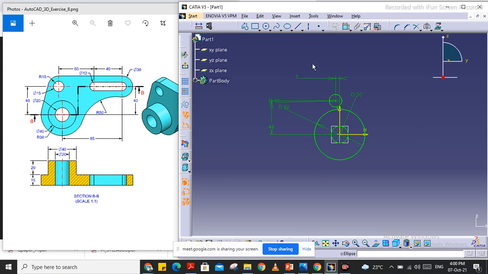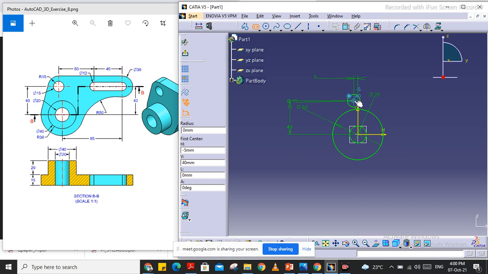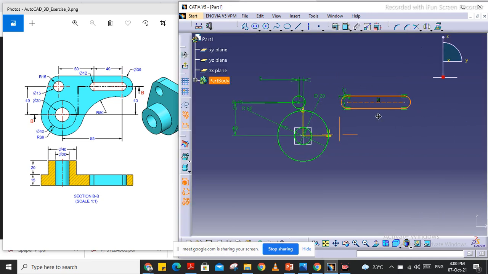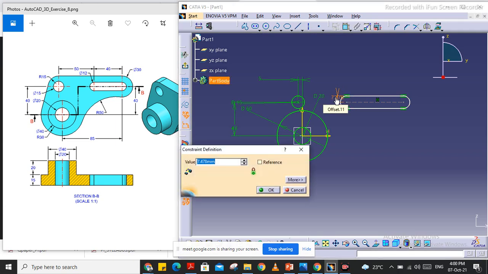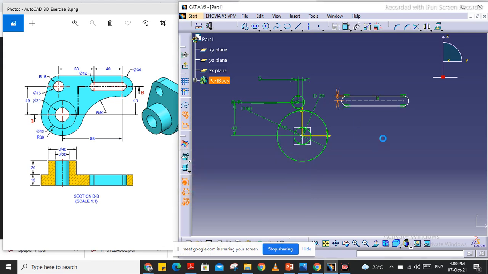Next I will draw this extended hole over here. It is on the same axis. So what is the radius of that one? It is 12 diameter, that is 6 radius.